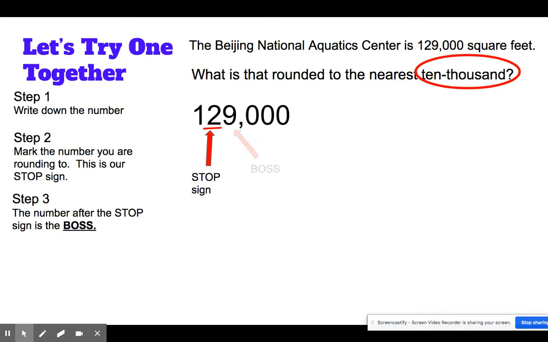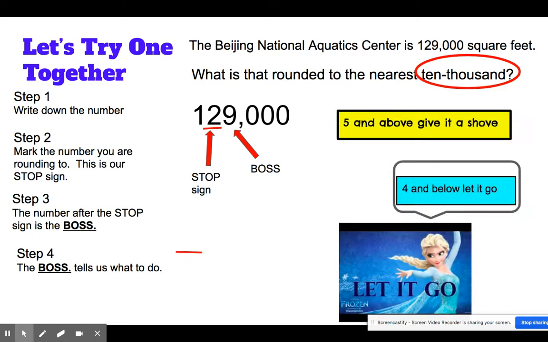Step 3, the number after the stop sign is the boss. So the boss is the 9. Okay, so the boss is going to tell us what to do. That's step 4. The boss tells us what to do. Again, 5 and above, give it a shove. 4 and below, let it go. In this case, our boss is a 9. Once again, it's 5 and above, so we've got to give that 2 a little shove. We're going to rewrite everything up to our stop sign, so we rewrite the 1, and then we stop, because we have to do something with this 2. The boss is telling the 2 to be shoved up 1, so now it's going to become a 3.